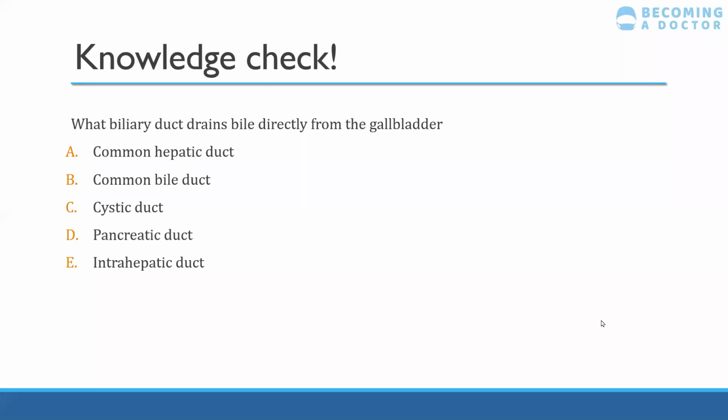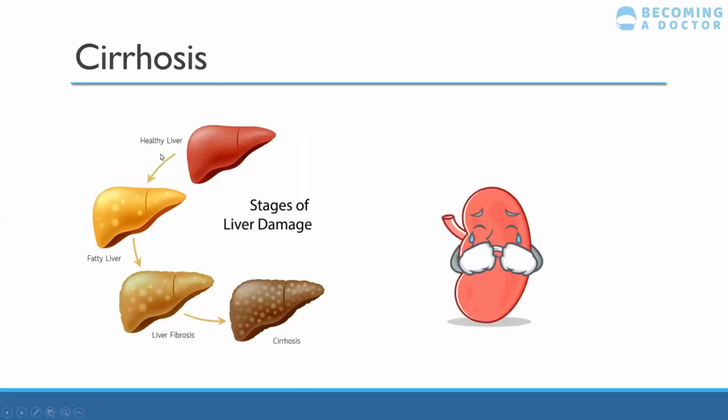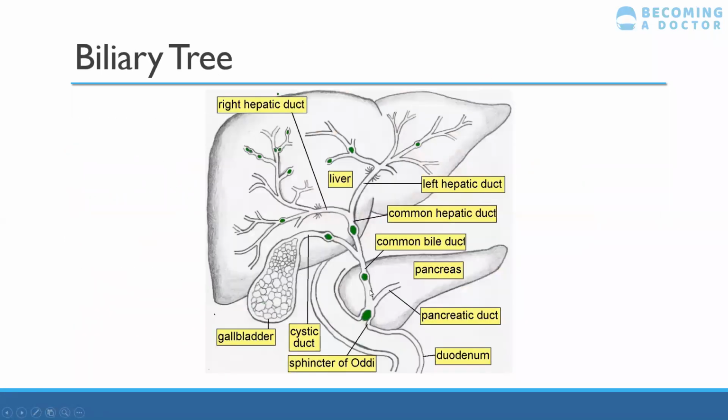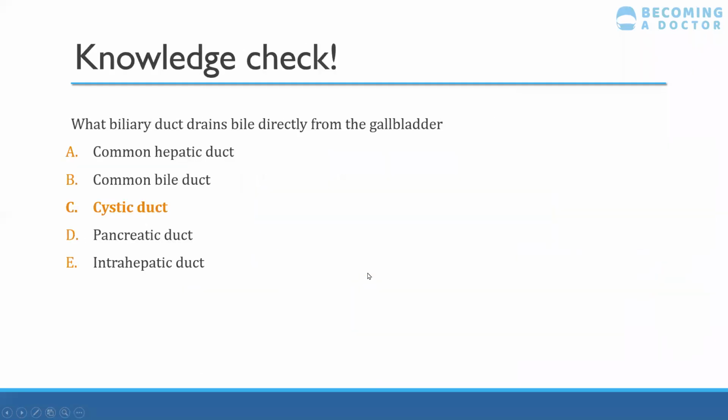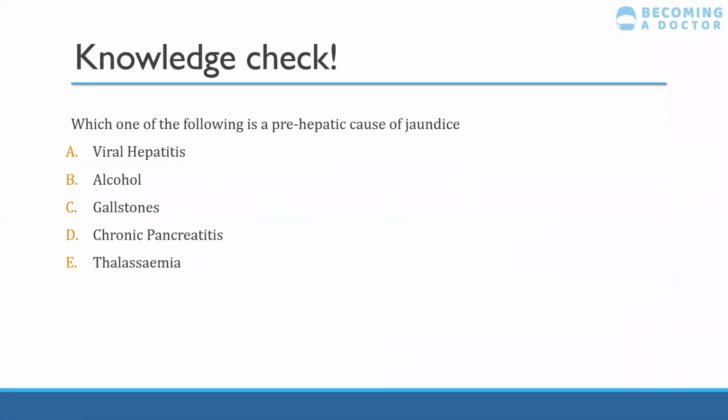Okay, so I'll share the results. Most of you got it correct. Yeah, it is the cystic duct. Let me see if I can go back to show why for the people that didn't. There we go. So over here, for the rest of you that said common bile duct, the common bile duct is when your cystic duct and your common hepatic duct join together, and that's when you form the common bile duct over here.